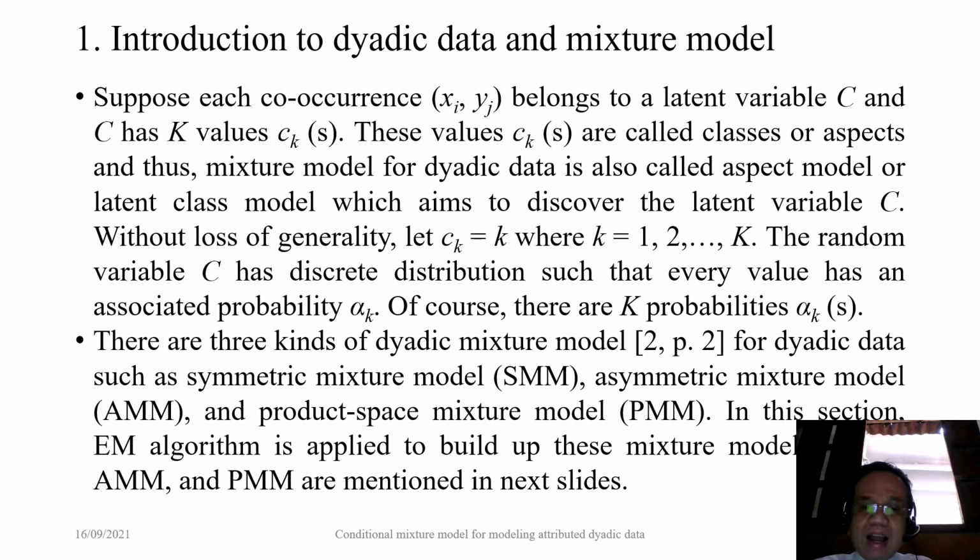There are three kinds of dyadic mixture model for dyadic data: symmetric mixture model SMM, asymmetric mixture model AMM, and reduced mixture model BMM. In this section, the EM algorithm is applied to build up these mixture models. SMM, AMM, and BMM are mentioned in the next slides.